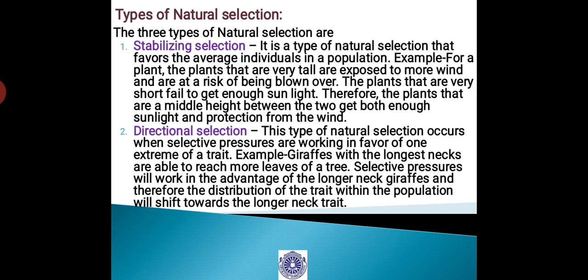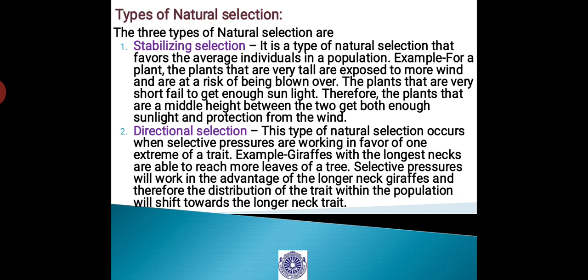For example, for a plant, the plants that are very tall are exposed to more wind and are at a risk of being blown over, while the plants that are very short fail to get enough sunlight. Therefore, the plants that are a middle height between the two get both enough sunlight and protection from the wind, and they have stabilized in a population, and this is what is called stabilizing selection.